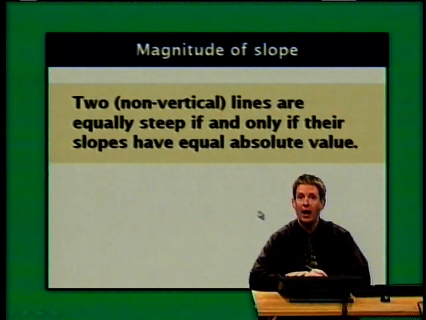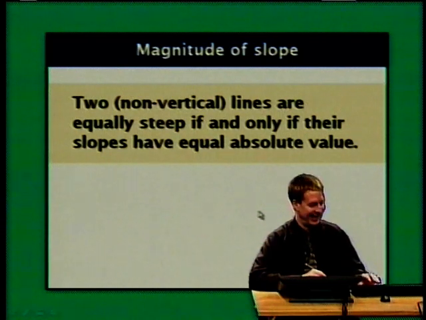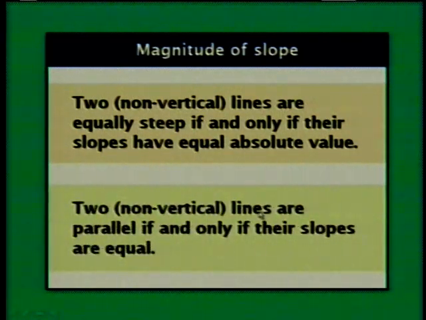Two non-vertical lines are equally steep if and only if their slopes have equal absolute value. Now, what if the two slopes not only had equal absolute value, but also had equal sign? Like, what if the two slopes were both positive? What is a consequence of having two lines that have the same exact slope? Well, they have the same exact steepness. What do two lines that have the same steepness look like? They look like they're parallel. Two non-vertical lines are parallel if and only if their slopes are equal.